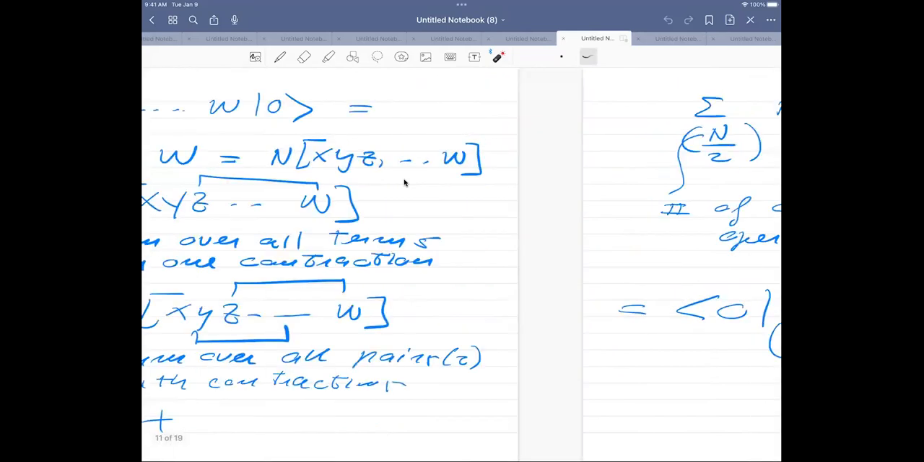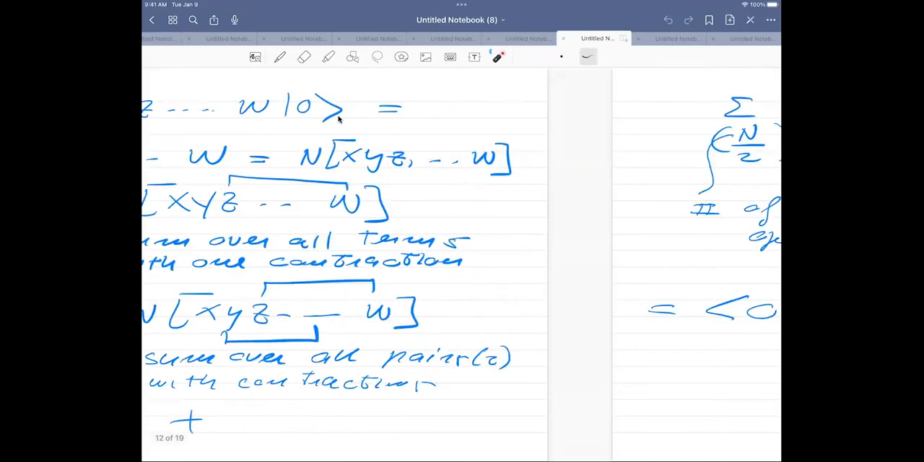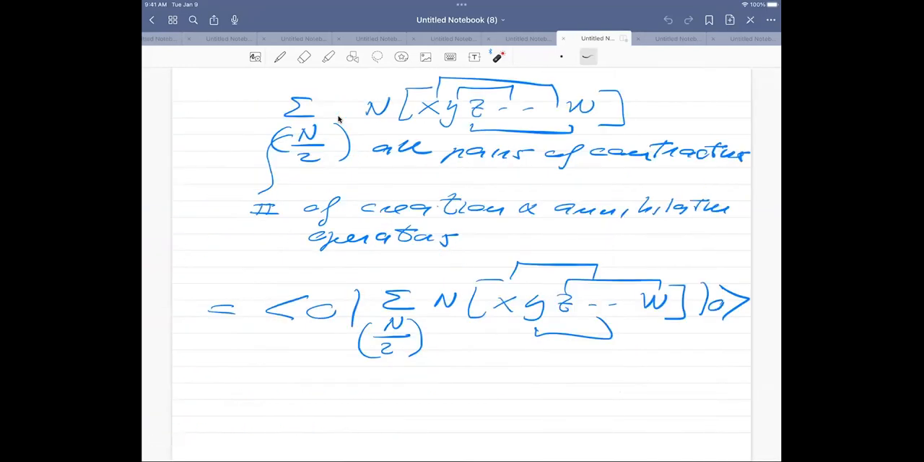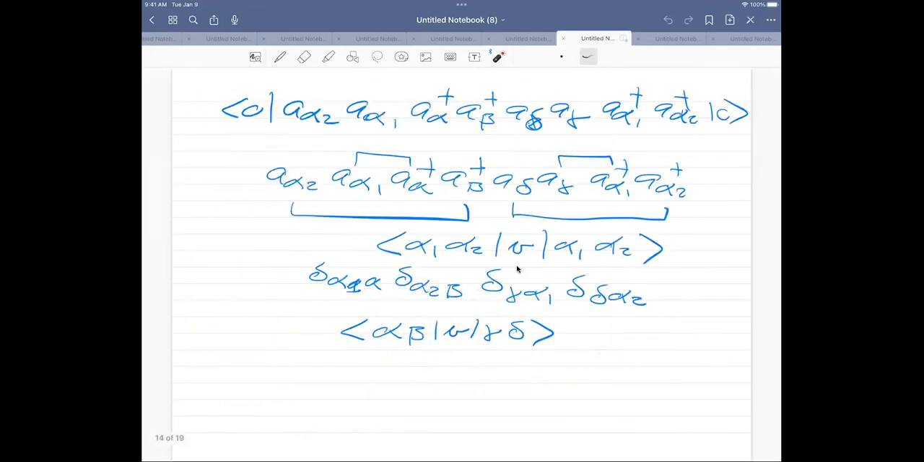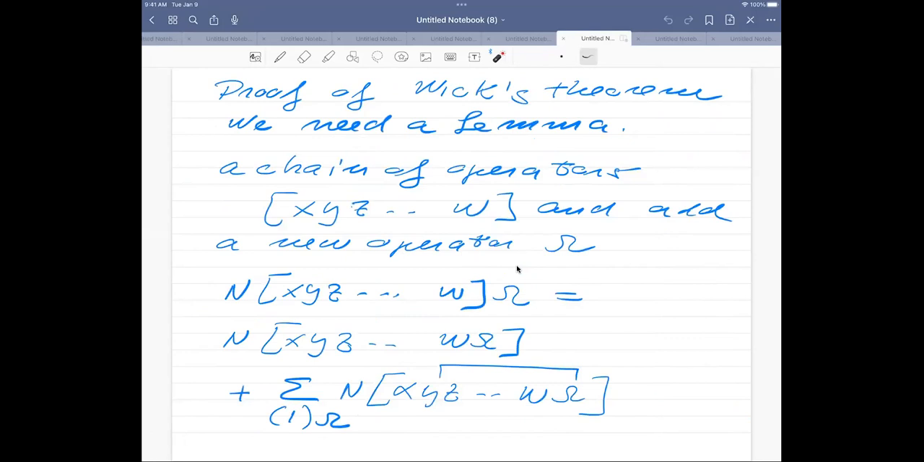So just remember also that when we write it like this, x, y, z, w, what we are doing is to calculate an expectation value. And what we end up with, for all practical purposes, is the sum over all possible contractions, where all the operators are contracted, because all the other ones lead to something which ends up being zero. So when you do that, in order to prove it, we needed a lemma. And this lemma goes as follows.